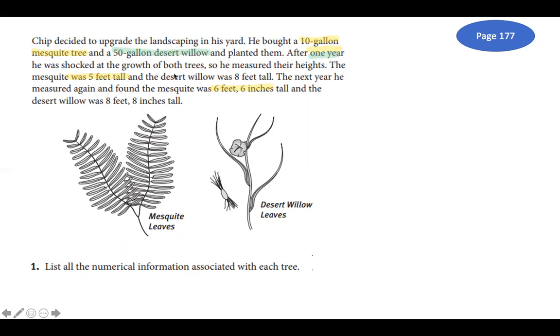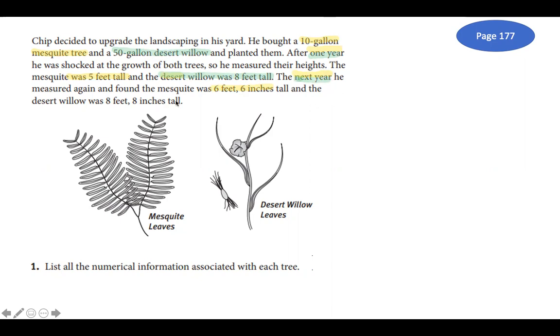The mesquite was 5 feet tall. The willow, whoops, wrong color. The willow was 8 feet tall after that 1 year. The next year, that isn't a number, but it would be year 2, right? So I'm going to highlight that in both colors as well. Here's the thing about systems, is that you can have things that apply to both situations.